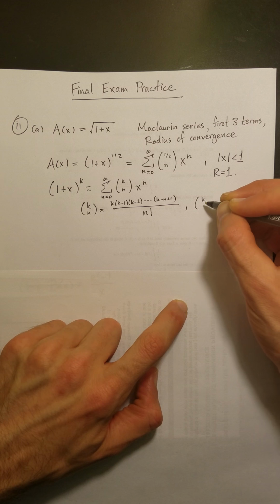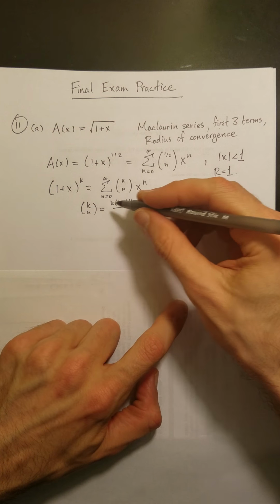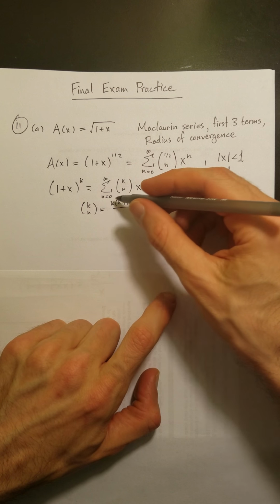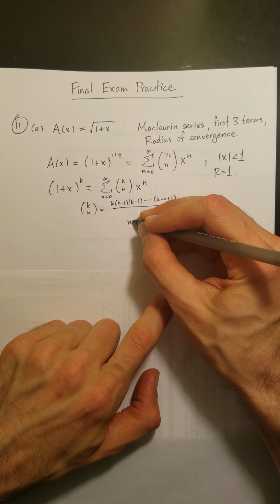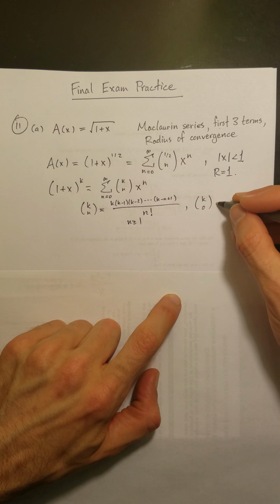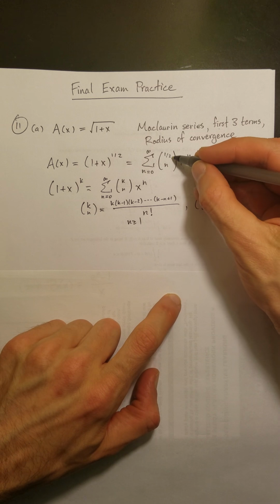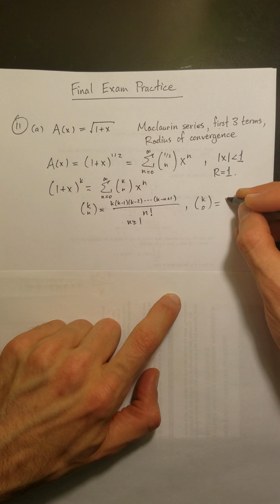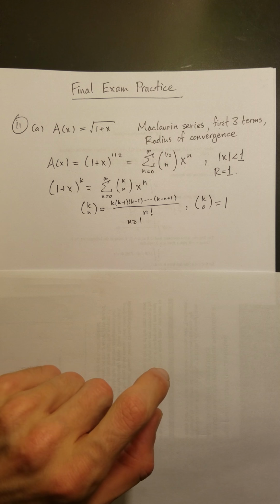This formula holds for all values of n greater than or equal to 1. Specifically for n equals 0, because this term always appears in our binomial series, we just define this term as being equal to 1.